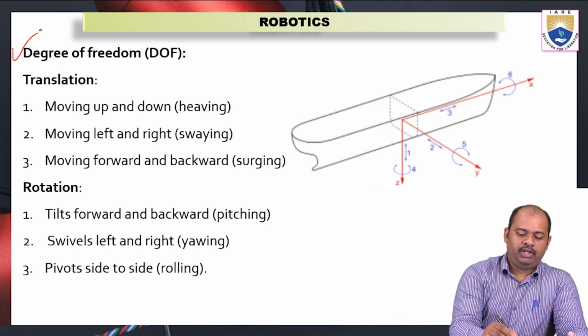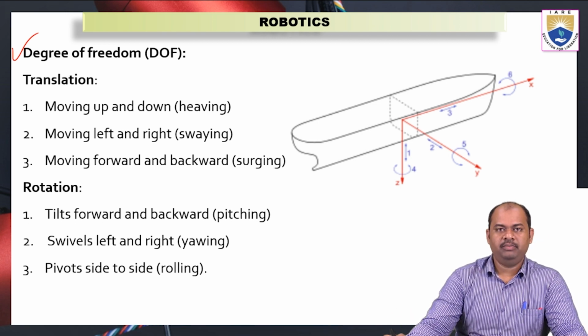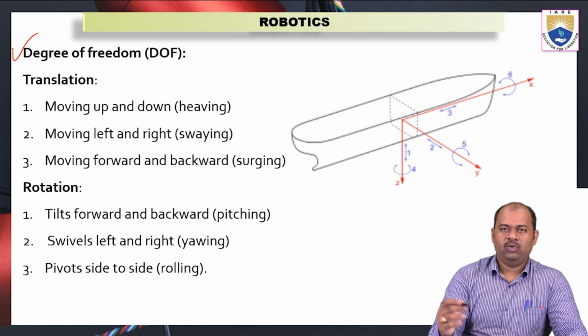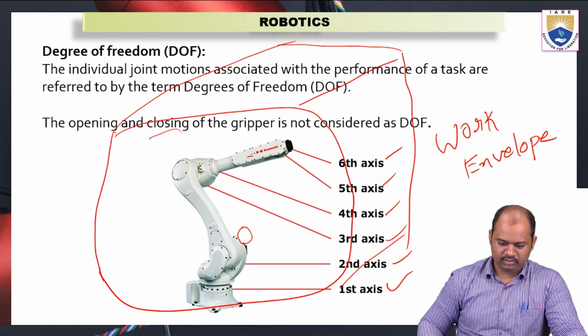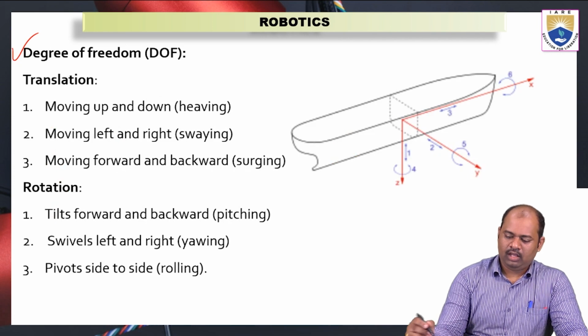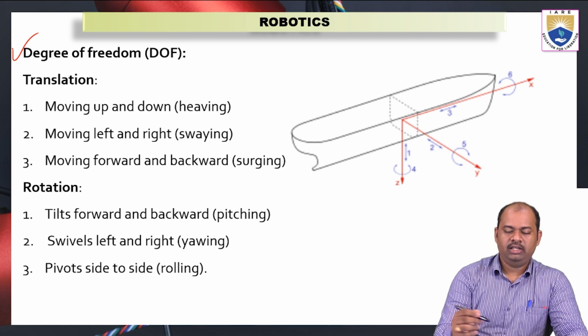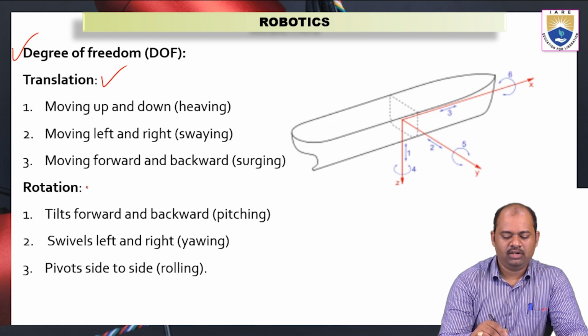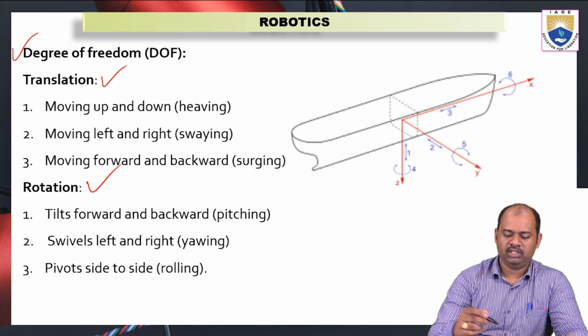Here we have degrees of freedom again. Any robot will have degrees of freedom, and we have seen this in the previous slide. Now what we are going to study here is how many free movements are possible for a robot. We can take the examples of translation and rotation. There are two kinds of motions possible for any robot, the possible motions of any robotic link or joint.